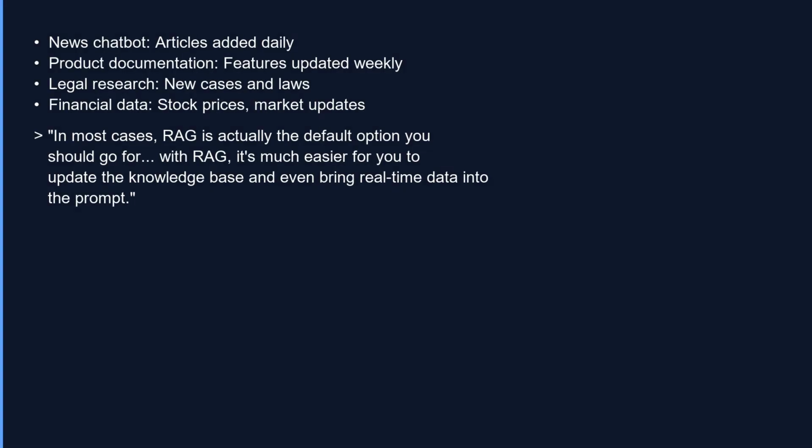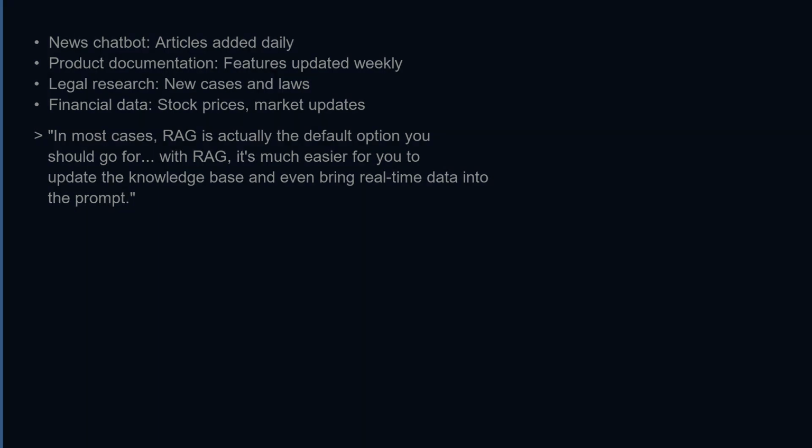News chatbot, articles added daily. Product documentation, features updated weekly. Legal research, new cases and laws. Financial data, stock prices, market updates. In most cases, retrieval-augmented generation is actually the default option you should go for. With retrieval-augmented generation, it's much easier for you to update the knowledge base and even bring real-time data into the prompt.